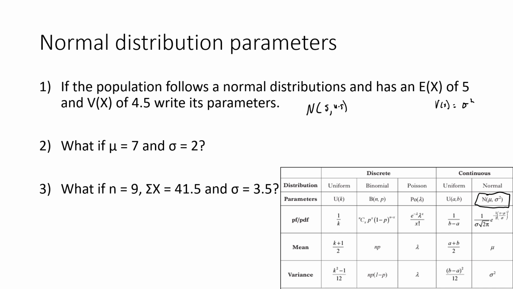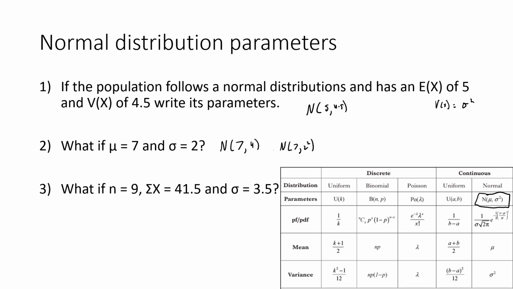What if the mean is 7 and sigma is 2? So mean is 7, that's fine. Sigma is 2, so we need to do 2 squared, which is 4. Sometimes you can also write it as N(7, 2 squared).